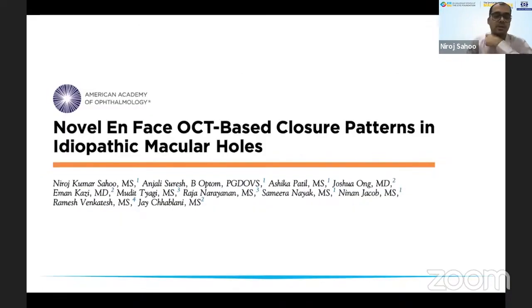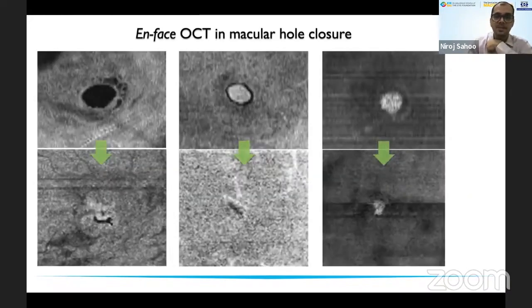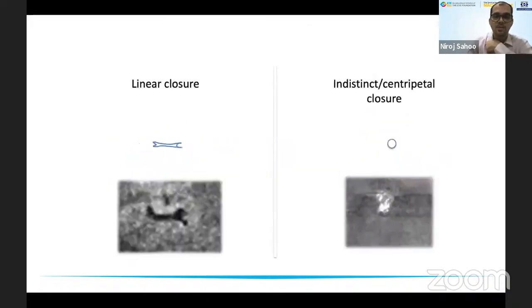I'd also like to highlight a much more recent classification that we have described, that is based on en face OCT. Either it is a linear, a round, or a centripetal closure. As you can see here in the photographs, a more oval orientation of the hole at baseline resulted in a linear closure, while a round hole resulted in a round type of closure. So this is how it looked pre-op and post-operatively.